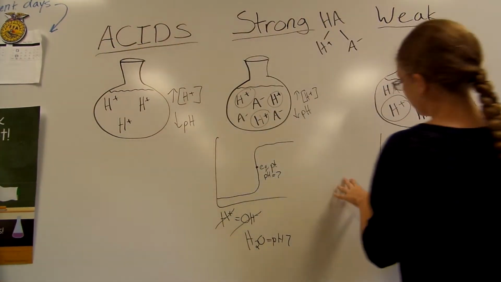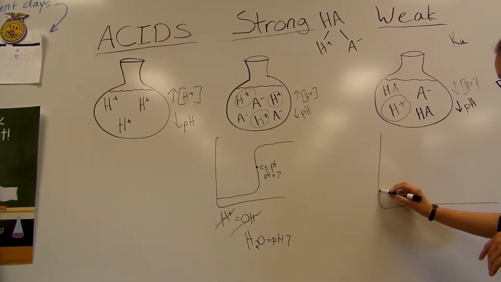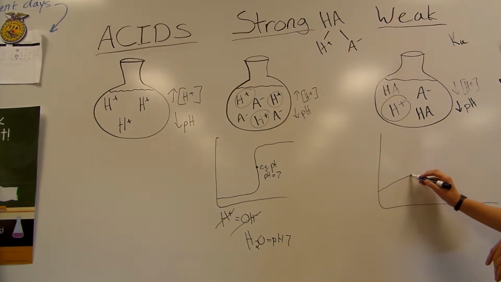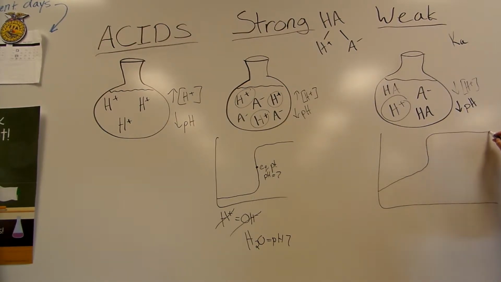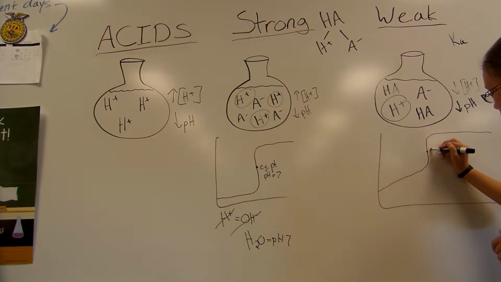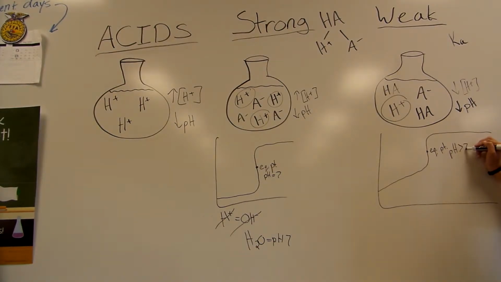Over our weak acid, we're going to start with a slightly higher pH, and it's going to diagonal up. Then when it reaches the equivalence point, it's going to go sharply off and level up at the strong base, just like the strong acid did. Here we're going to have the equivalence point, but the pH is not going to be equal to 7. The pH is going to be greater than 7.